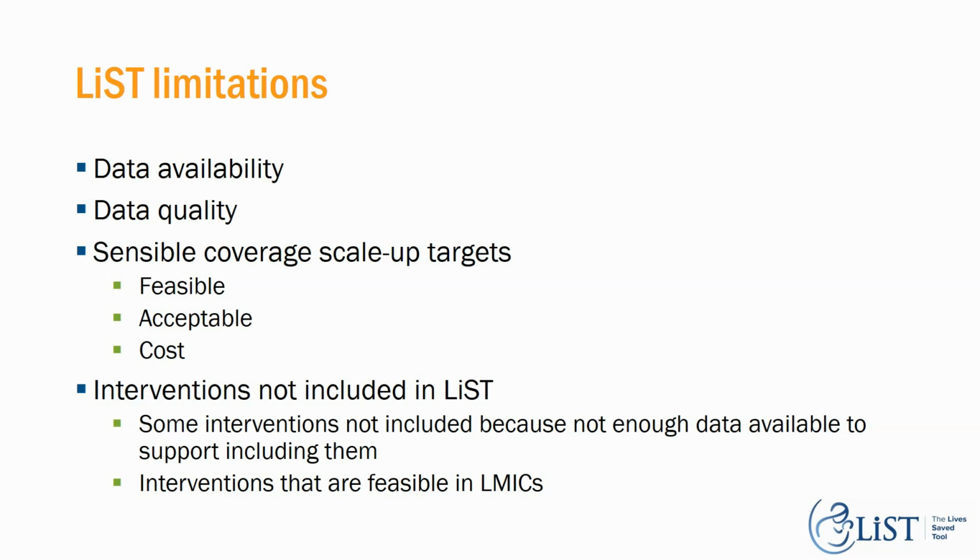Not all interventions are included in LiST. Some interventions are not included because there's not enough data available to support including them. Other interventions are not included because there's data that supports that they don't have any impact on mortality. So those are two reasons why some interventions might not be in LiST. And you'll remember in an earlier video, we gave a criteria that interventions needed to be feasible in low and middle income countries in order to be included in LiST. So if they're not feasible, then they're not included in LiST either.